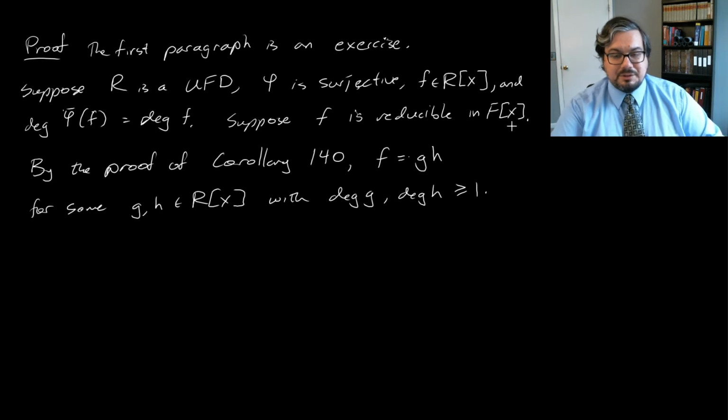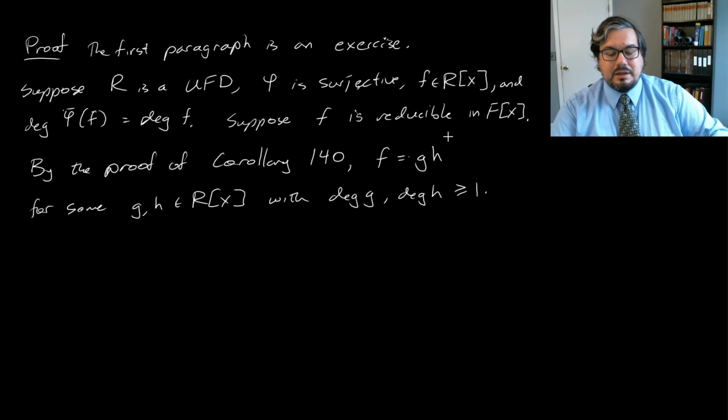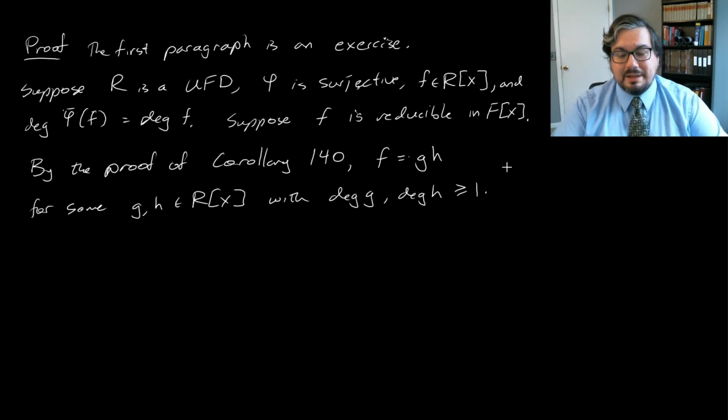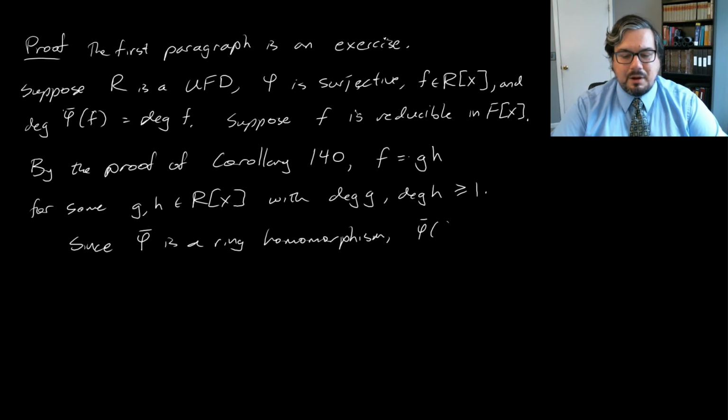So if f is reducible in F adjoin X, then that means that we can do this by following the steps in the proof. So then, since phi bar is a ring homomorphism, we have that phi bar of f is equal to phi bar of gh, which is phi bar of g times phi bar of h.